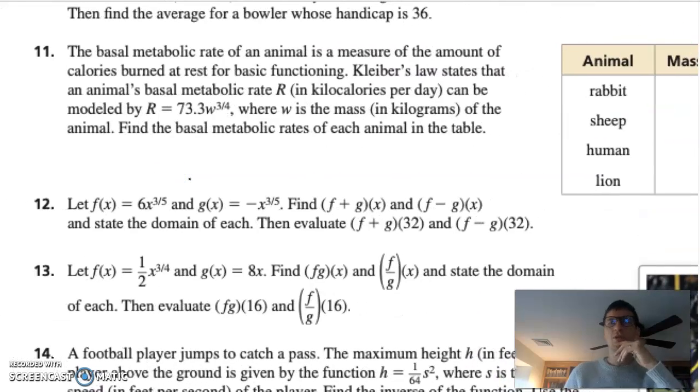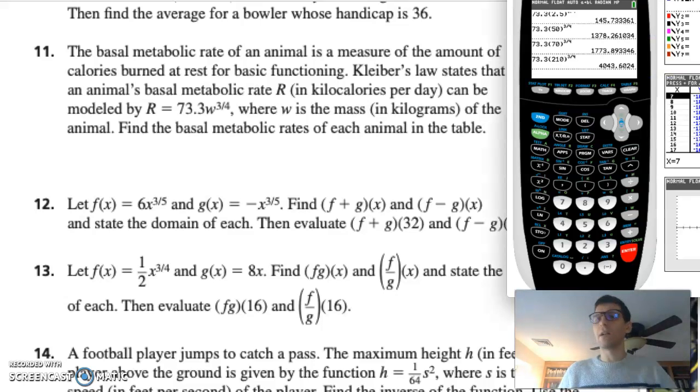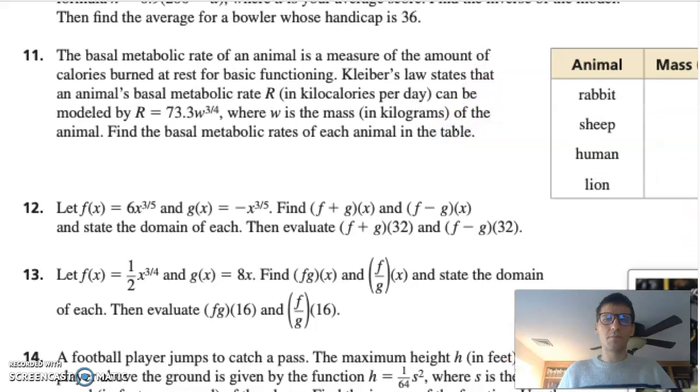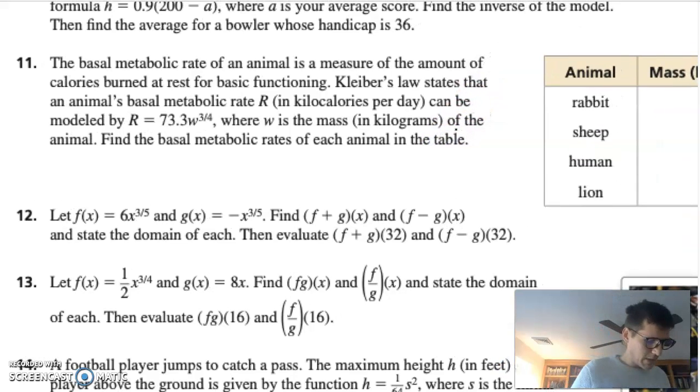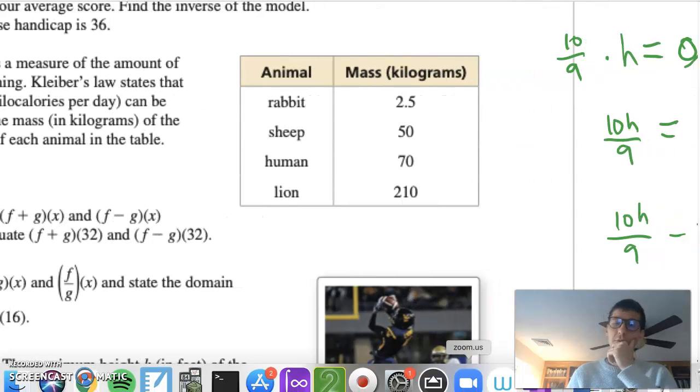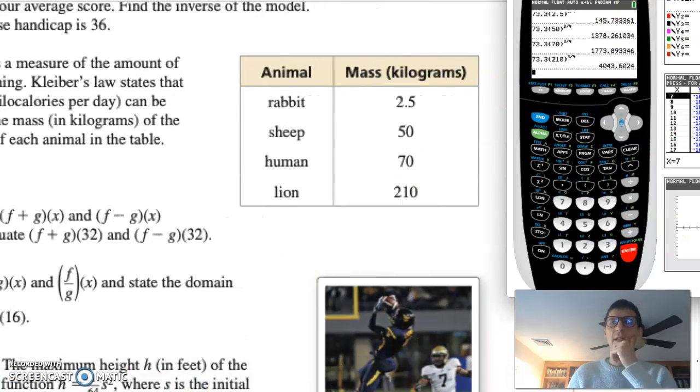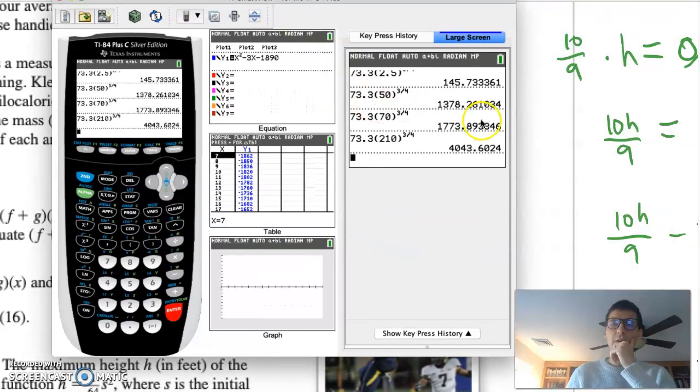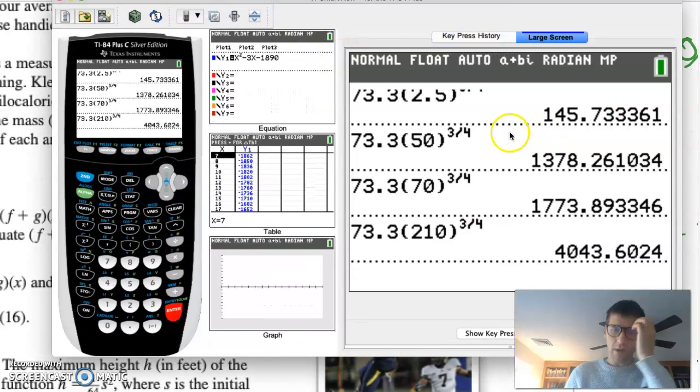So this is a continuation of the earlier video. I ran the calculations here in my calculator, and it says find the basic metabolic rates in kilocalories per day. So all I did was plug them into my calculator, and you can see here I could do the 3/4 power. I got 145.7 kilocalories for the rabbit.